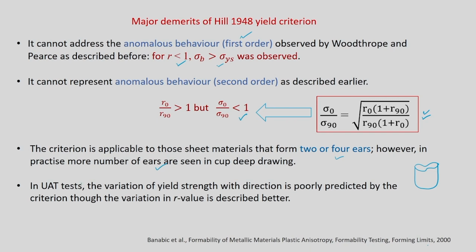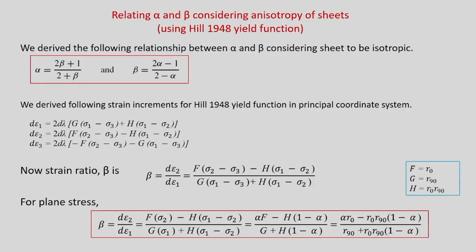And moreover, it is also said that in uniaxial tension test, the variation of yield strength with the direction is poorly predicted by this criterion, though the variation of R value is described better. Suppose you do a tensile test and get R0, R90, and you also get sigma 0, sigma 90; it is said that the variation of yield strength with the direction is poorly obtained. But the R0, R45 prediction, the R value prediction, is acceptable. So, these are the major demerits of this criterion. Specifically, the first two are very important, these two anomalous behaviors.